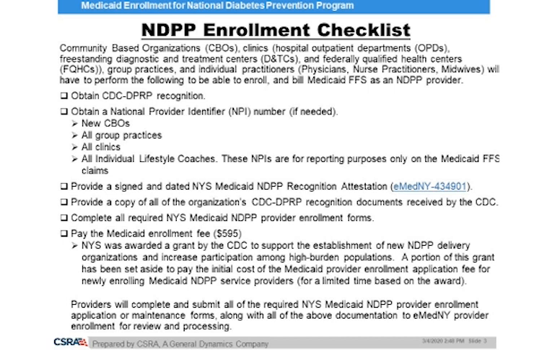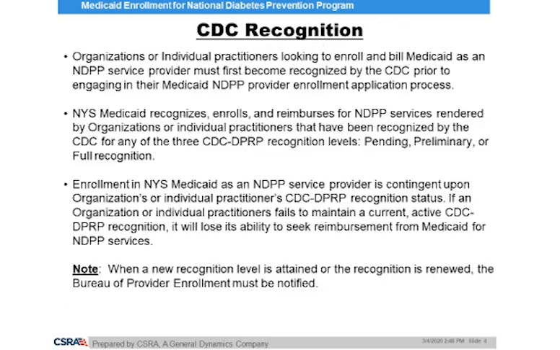So when you get all your provider application together, make sure you go through, check it, cross your T's, dot your I's. So you're going to complete the Medicaid enrollment provider application for whatever service provider type you are, CBO or individual practitioner, along with all the above ancillary documents that we went over. The next is CDC recognition.